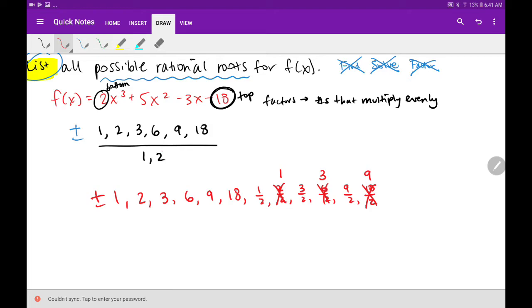And now we need to cross out the repeats. I don't want to list the same number twice. So I already have 1 written right here, so I'm going to cross this guy out. Similarly, I already have 3 here, so I don't need to repeat it. And I already have 9. So my final list of answers is plus or minus 1, 2, 3, 6, 9, 18, 1 half, 3 halves, and 9 halves. All the highlighted numbers. The positive and negative version of each of these.